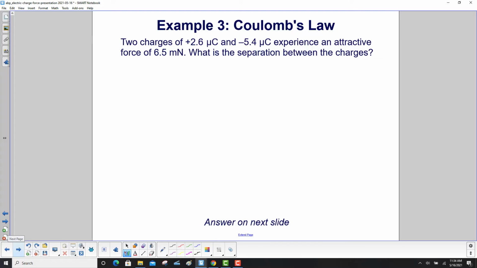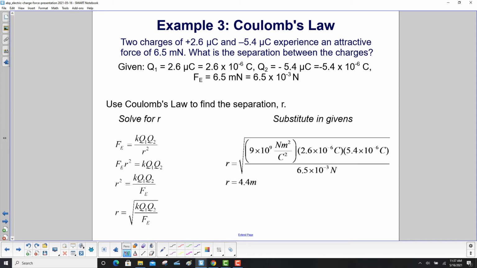Two charges of 2.6 microcoulombs and minus 5.4 microcoulombs experience an attractive force of 6.5 millinewtons. What is the separation between the charges? We need to do a little unit conversion first. We have microcoulombs, and we turn that into coulombs by multiplying by 10 to the minus 6th. We do that for both charges, and then millinewtons is 10 to the minus 3 newtons.